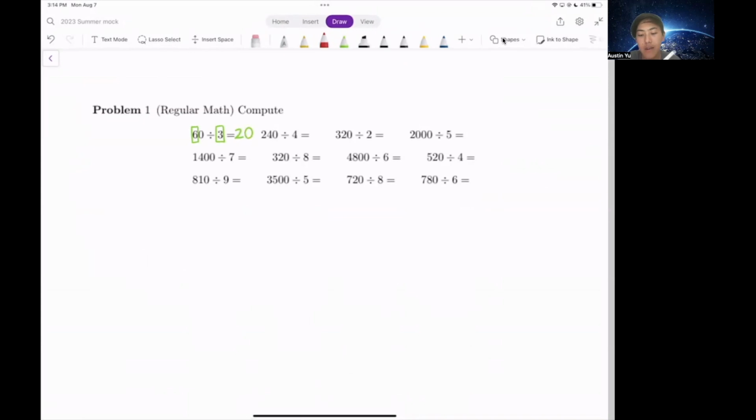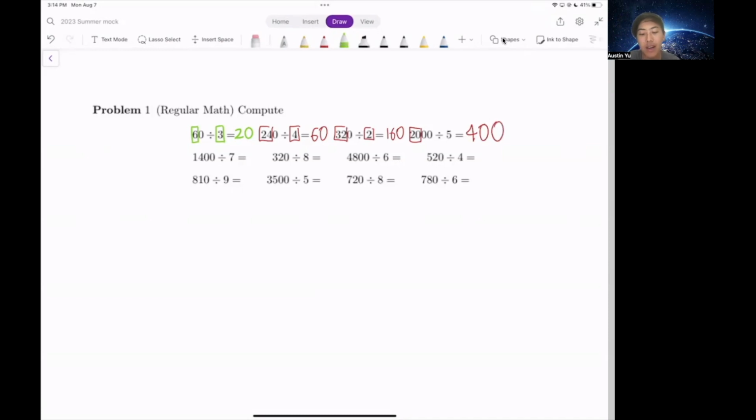The same can be said for 240 divided by 4. We can just do 24 divided by 4 equals 6 and add the 0 at the end. 320 divided by 2, 32 divided by 2 equals 16 and add the 0 at the end, 160. 2000 divided by 5. This time we can't do 2 divided by 5, so we must encompass a 0 as well. So 20 divided by 5 equals 4 and add on the 2 zeros at the end.